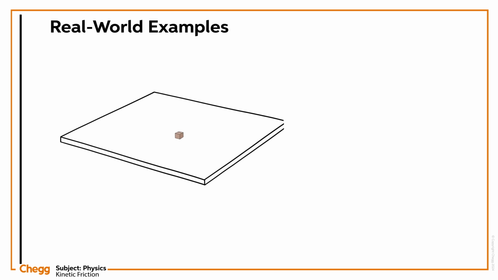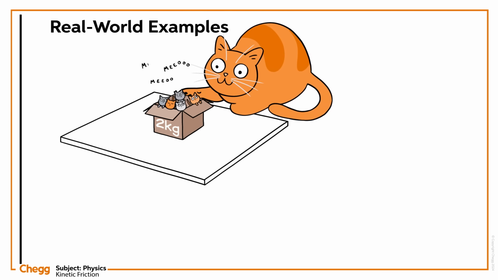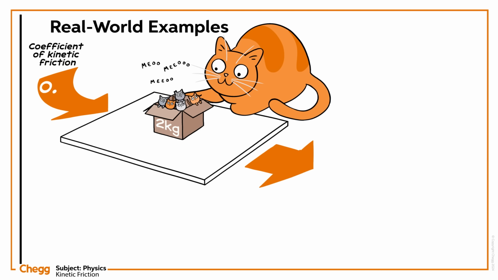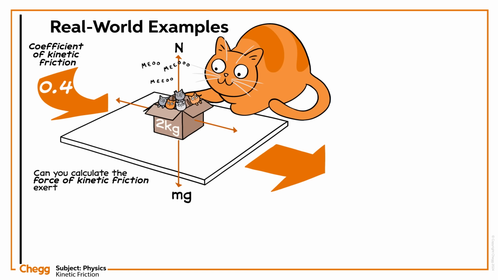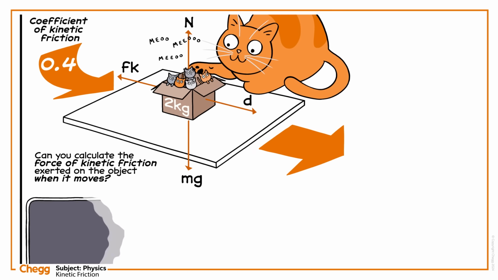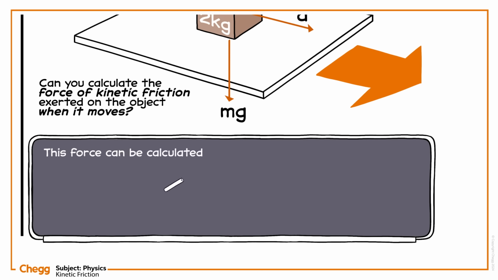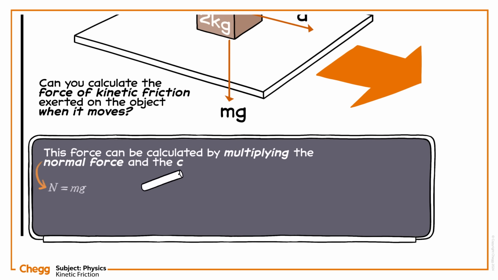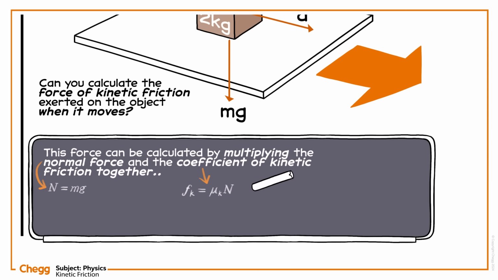Here's a practice example for you to try. An object with a mass of 2 kilograms is pushed across a surface. The coefficient of kinetic friction is 0.4. Can you calculate the force of kinetic friction exerted on the object when it moves? This force can be calculated by multiplying the normal force and the coefficient of kinetic friction together.